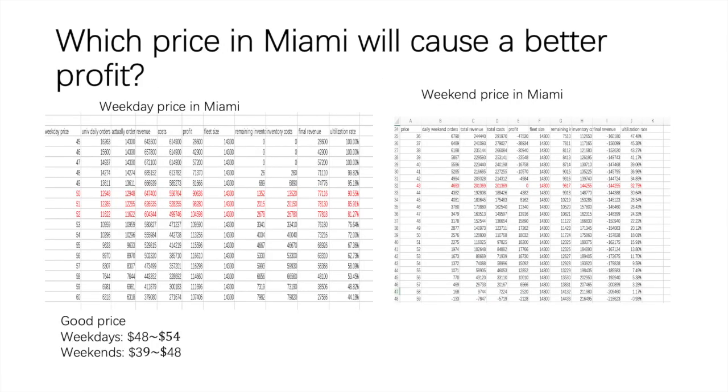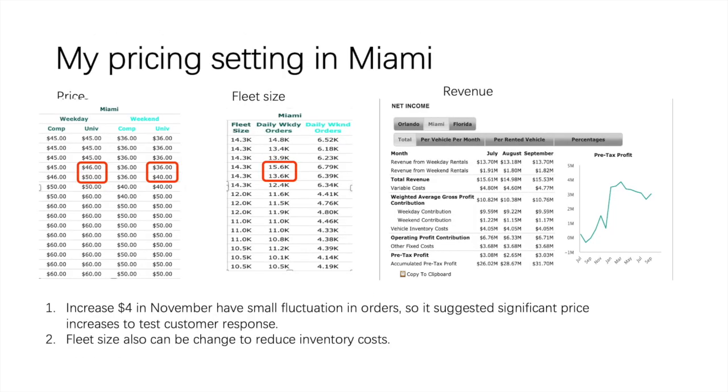We can make a price list to find a good price in Miami, as can be seen from the two charts. 48 to 54 is a good price for weekdays, while 39 to 48 is a good price for weekends. So in November, I raised the price to test the consumers' reaction to the price. The results showed that profits improved in November.